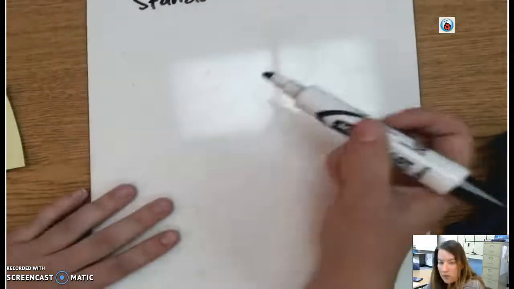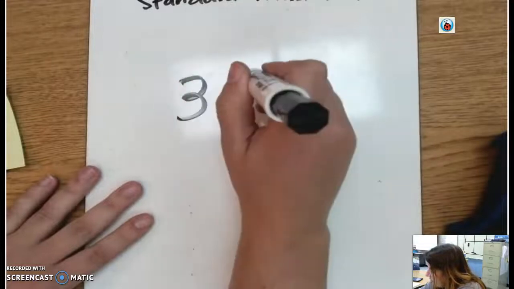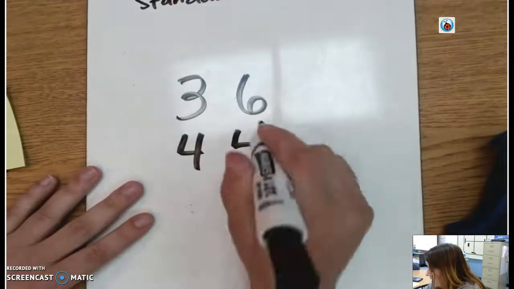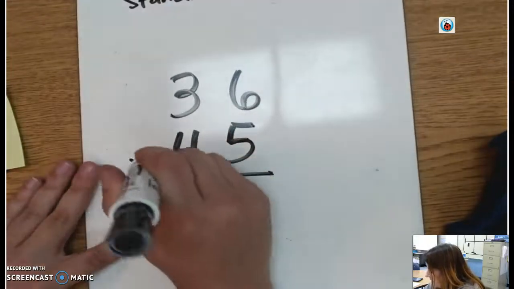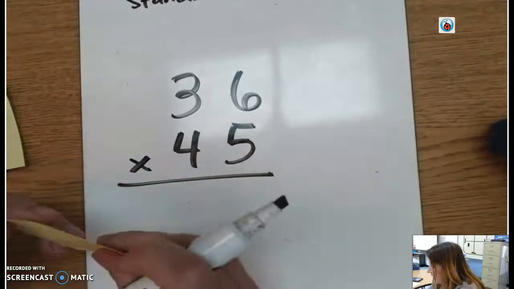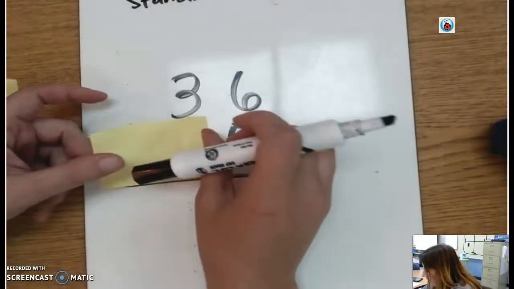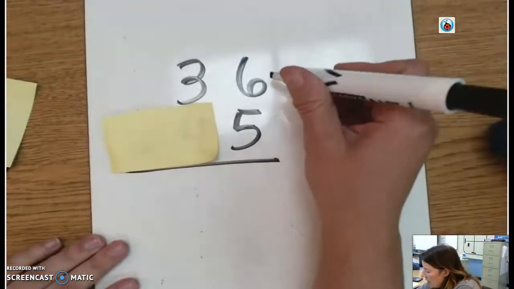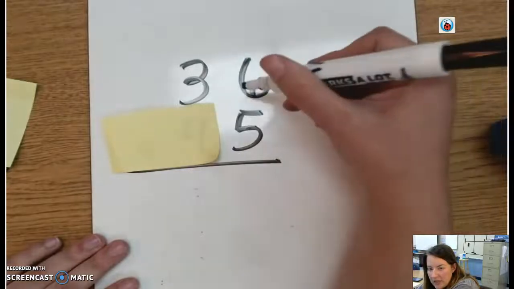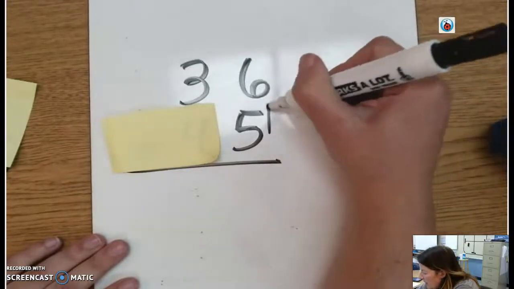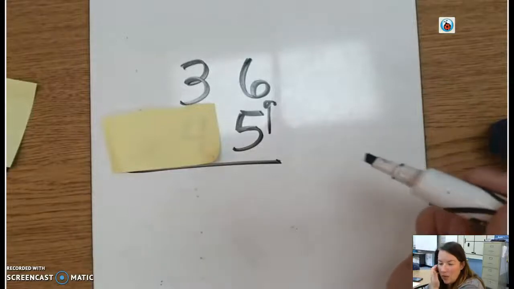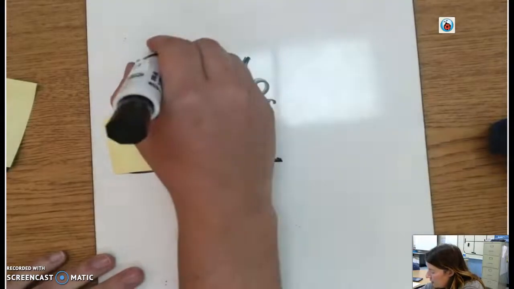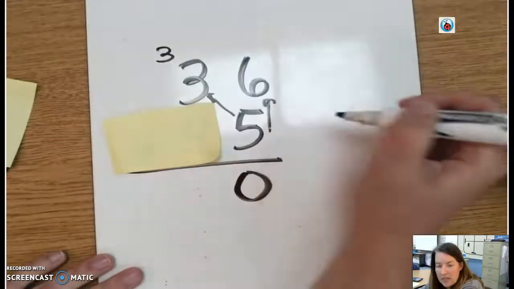All right, so let's say we have 36 times 45. Again, I'm going to kind of ignore this 4 for now and just do 36 times 5. All right, so I always start with multiplying to the ones place first. So ones place to ones place. 5 times 6. What is 5 times 6? 5, 10, 15, 20, 25, 30. So 0, 3. Now we multiply to the tens place.